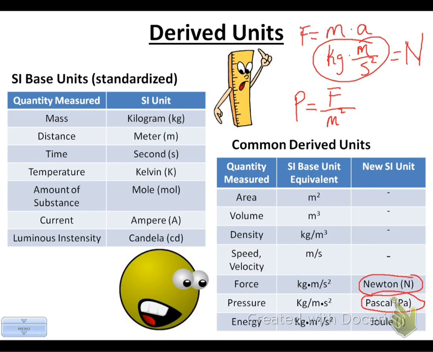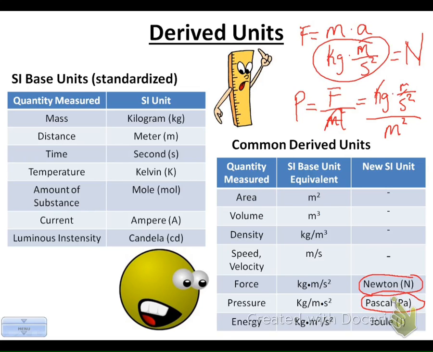So when we simplified, I should have put area right here. So when we simplify this down into units, we have that Newton, which is kilograms times meter per second squared, divided by another meter squared, so kilograms times meter per second squared divided by another meter squared.